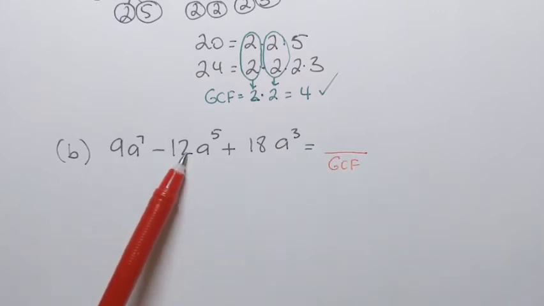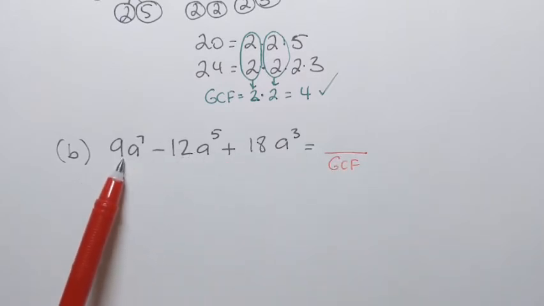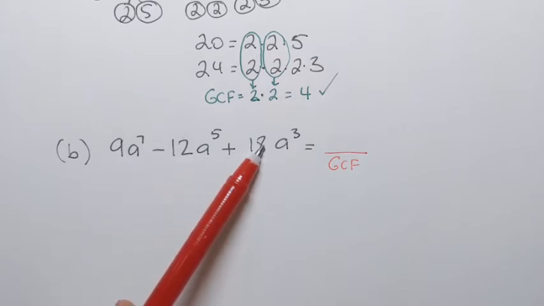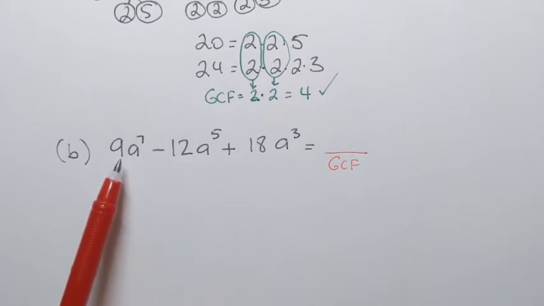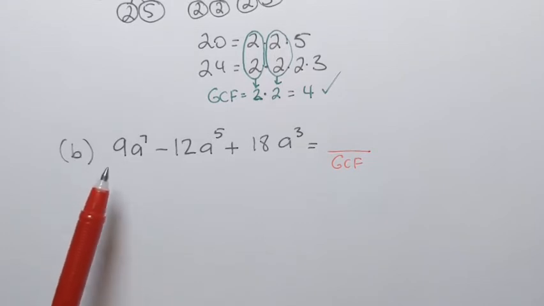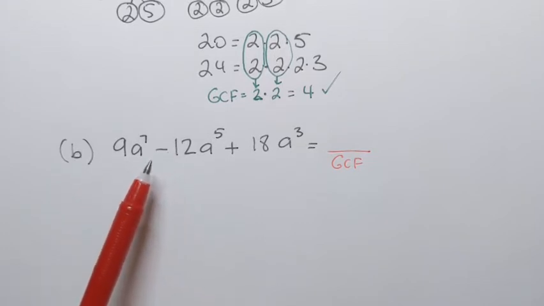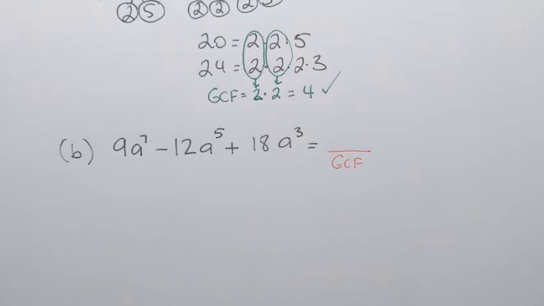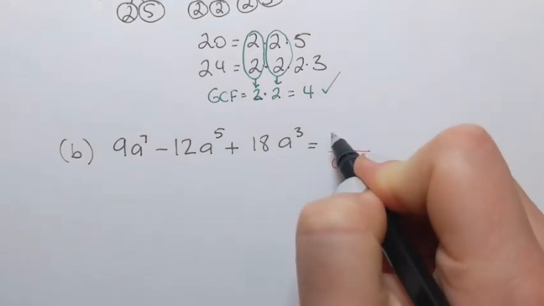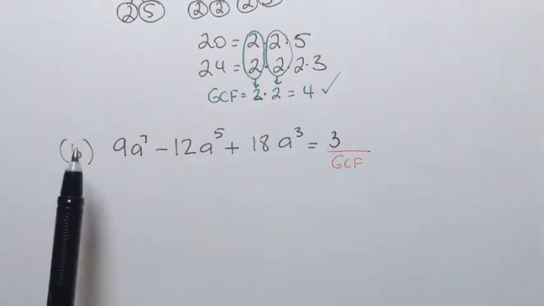Here we have three terms, 1, 2, 3. So we notice that all terms have numbers. Let's see if we can find a number that divides all of them. And our goal will be to find the largest one. So if we have 9, 12, and 18, then what number divides all of them? I think that's 3. And in fact, 3 is the largest one. Well, 3 is the only one, and that's why it's the largest one. So it's 3. Now let's look at the variables.